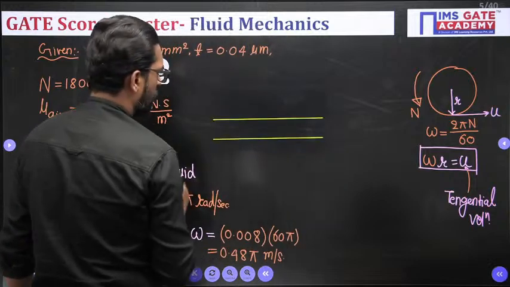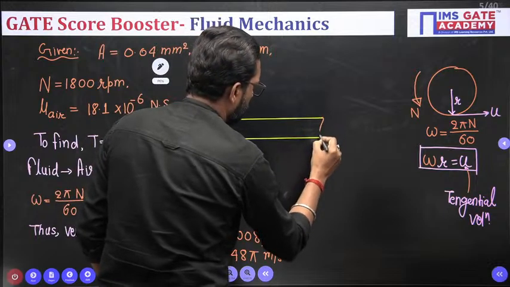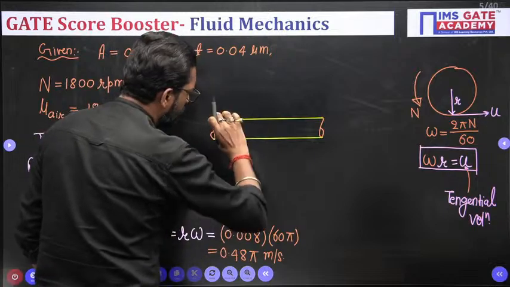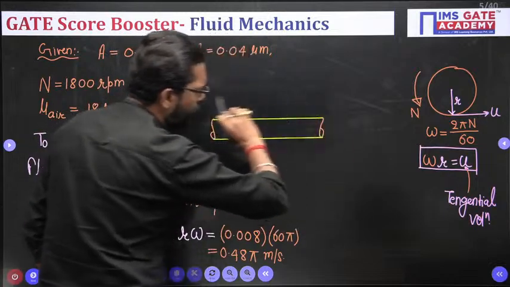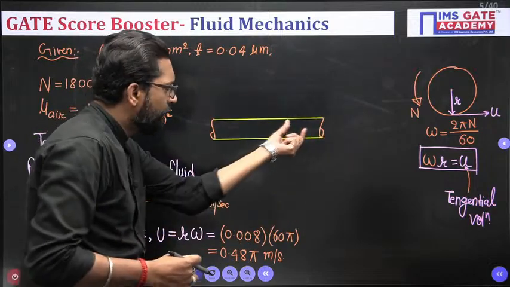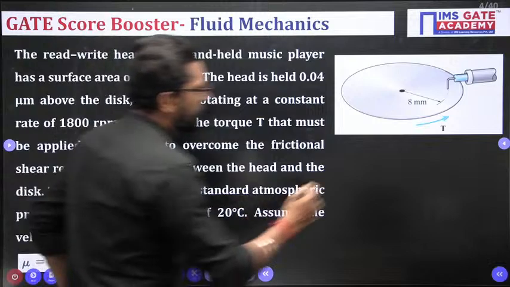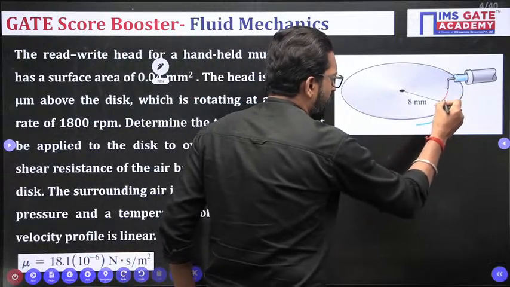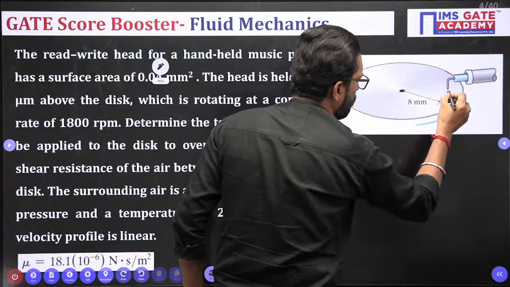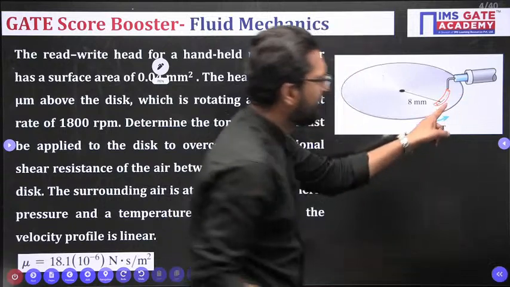This is your gap. And this gap, that means this is your gap on the disk, which is at a radius of 8 mm. So this gap means there is a disk and the gap. Let's suppose this is your cylindrical shape, and the gap is there.